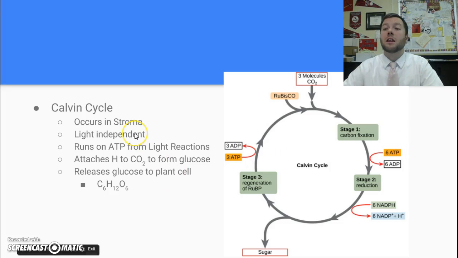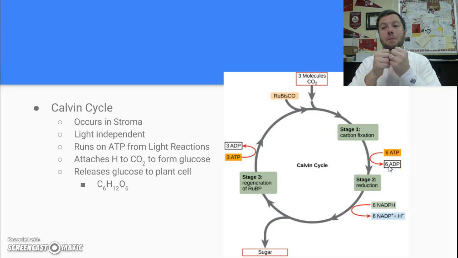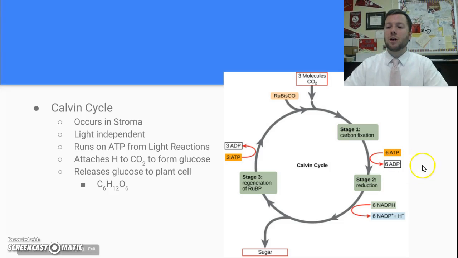This occurs instead of the thylakoid stacks, this occurs in the stroma. This runs on ATP that was donated from the light reaction. So you can see 6 ATP come in here. Well, after you break that bond, right, you hydrolyze that bond between the second and third phosphate groups. Now you have 6 ADP. Same thing happens over here, 3 ATP, just to run little checkpoints here, get energy to make it go.